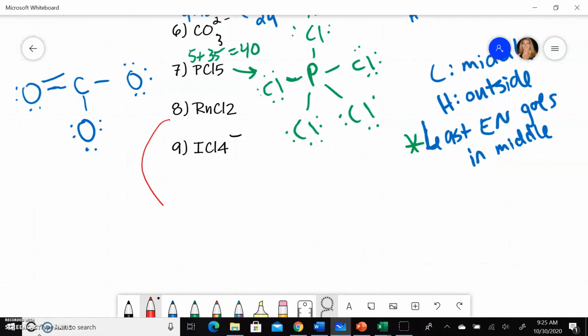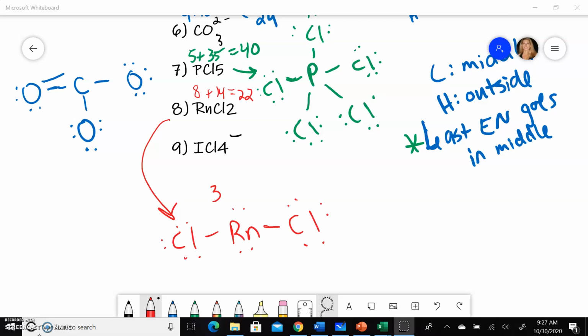All right, 2 more. The next one is radon, and then we have 2 chlorines. So first, let's add up our valence electrons. Radon actually has 8. It's a noble gas, and so radon had 8, and then each chlorine had 7. So 7 times 2 is 14, plus 8 more gives us 22. Let's start this one over.